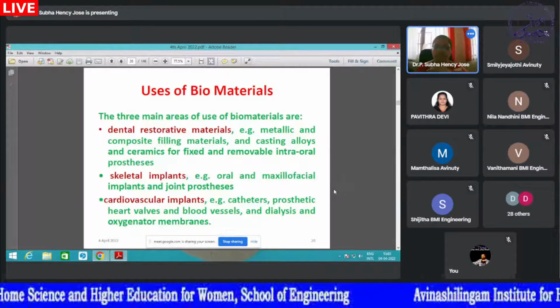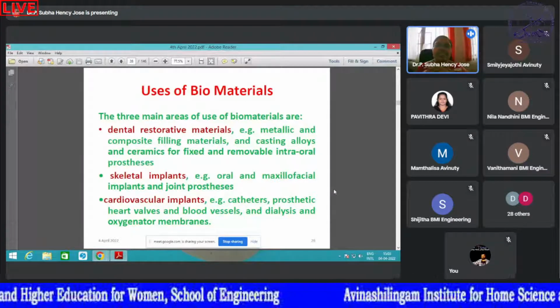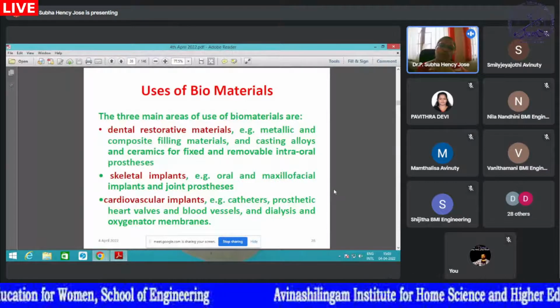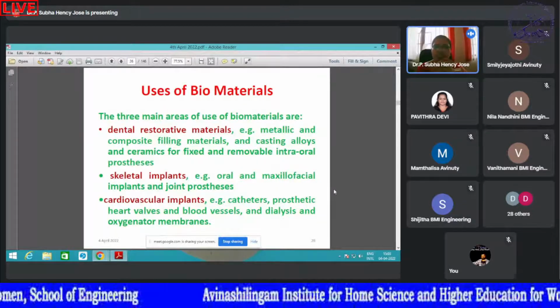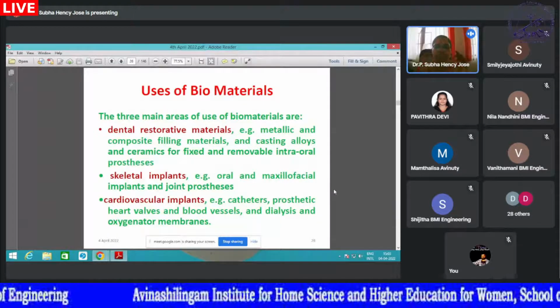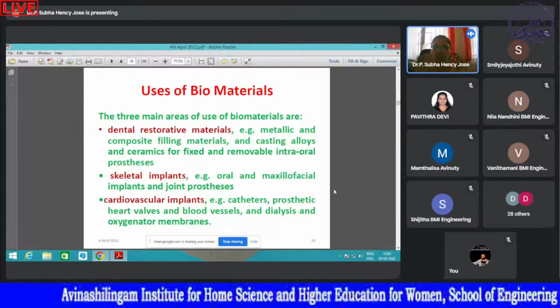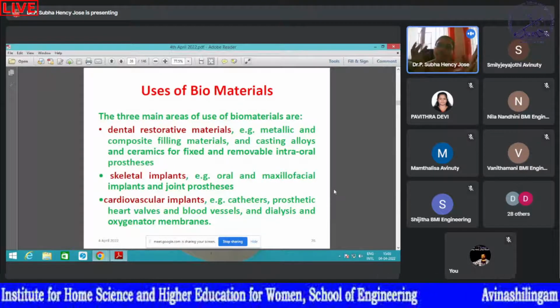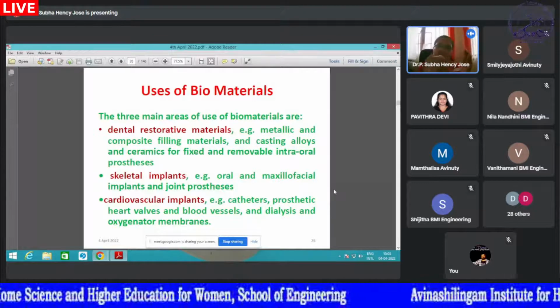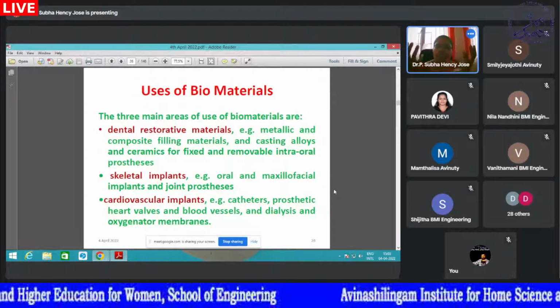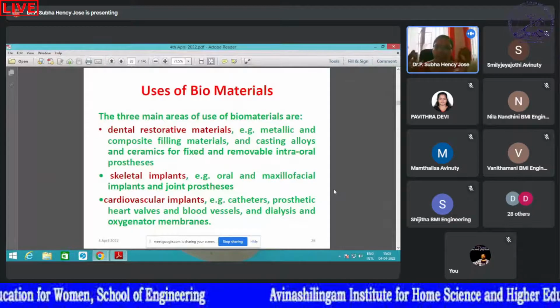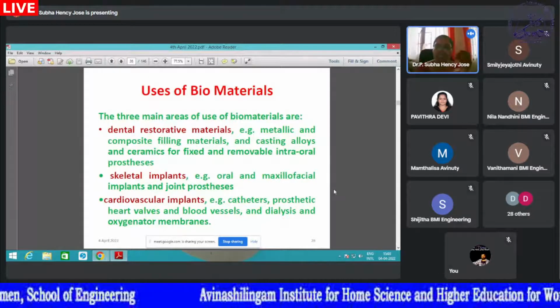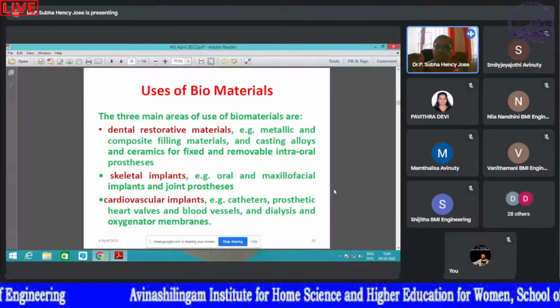The first one is dental. I hope many of you would have gone through this procedure. If there is any hole in the tooth, you have to go for filling. For that filling, generally in those days they went only for cement filling. But that cement filling may once again create problems, right? So in that case, they went for metal filling.